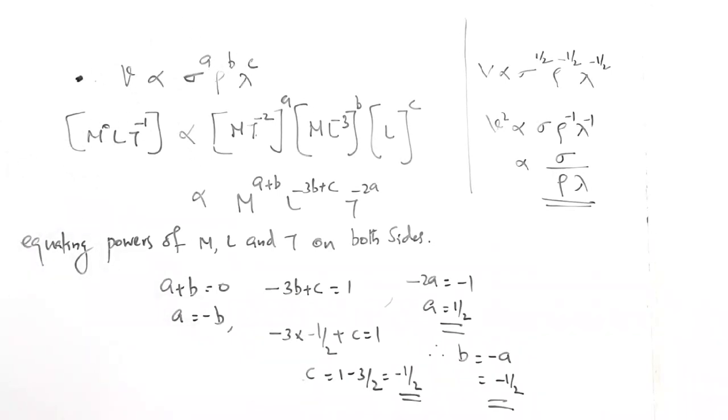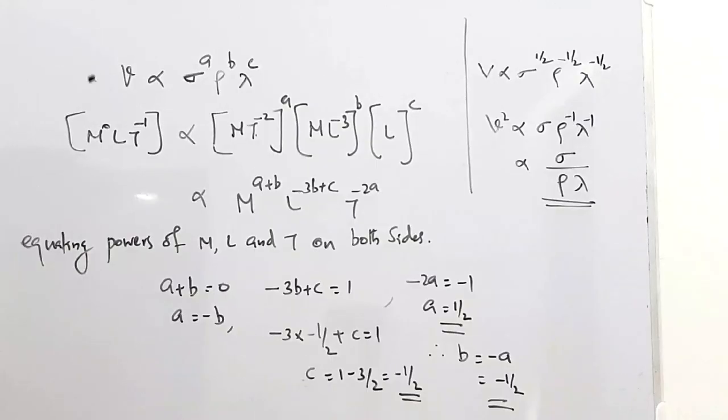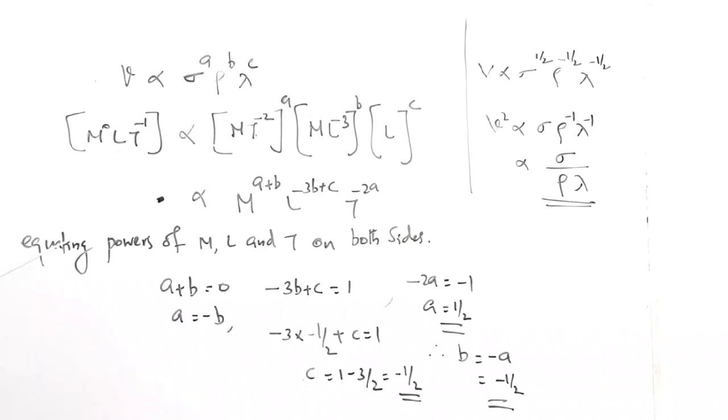Now writing the dimensions on both sides, this is speed, so m raised to 0, L, t raised to minus 1. On the right side, surface tension is force per unit length, that is force divided by length, m L t raised to minus 2 divided by L. L and L will cancel, so we get m t raised to minus 2 to the power A. Then density is mass by volume, so m L raised to minus 3 to the power B. Then lambda is wavelength, length means L, so L raised to C.